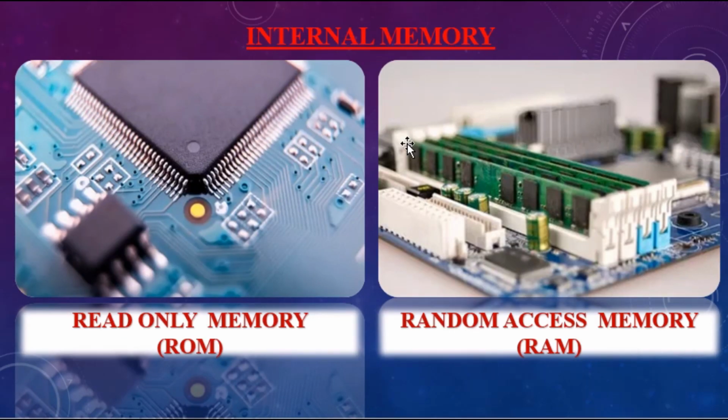Internal memory. In internal memory, we have the read-only memory and the random access memory. The RAM and the ROM are used to store computer data. As seen in the diagram, the ROM is mounted on the motherboard, while the RAM is fixed in the expansion slot available on the motherboard. Let's leave this for another video where we learn the difference between ROM and RAM in depth.